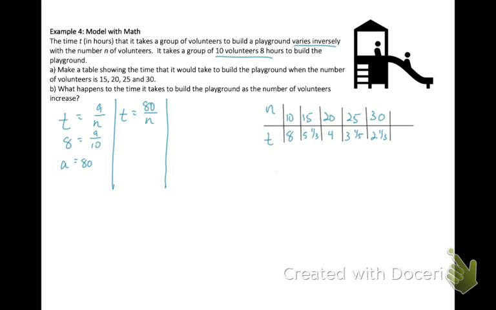because it would be difficult to organize all those people. So what happens to the time it takes to build the playground as the number of volunteers increases? Well, time will decrease as the number of volunteers increases. So that is an inverse relationship. As one quantity is decreasing, the other one is increasing. All right, that concludes our concept 37, direct and inverse variation notes.